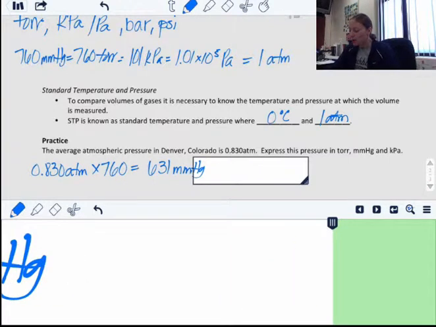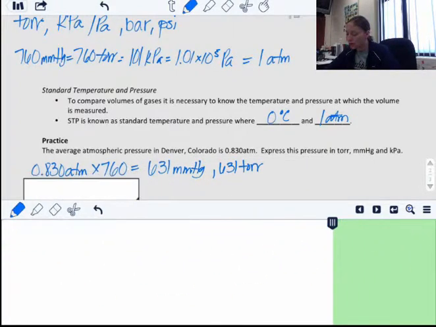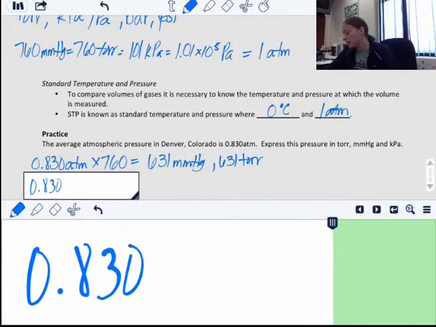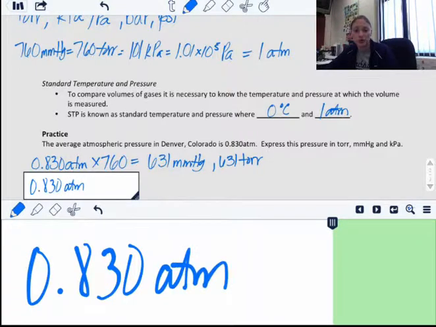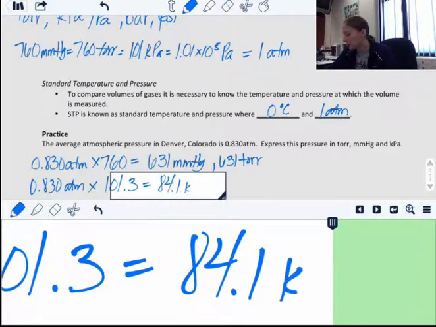You can also know that's the exact same number of torrs, because torrs and millimeters of mercury are the same, 760. If I now want to look at kilopascals, I've got 0.830 ATM, and there are 101 kilopascals in an atmosphere. So again, I should have just under 100, so I multiply by 101. That's actually like 0.325. I can use like 0.3, or 101 is good enough. And I know it's going to be 84.1 kilopascals.